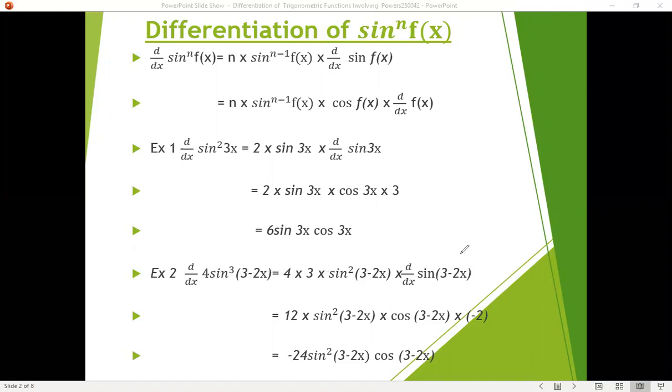The derivative of sine 3 minus 2x is cos 3 minus 2x, multiplied by the derivative of 3 minus 2x, which is minus 2. So the final answer is minus 24 sine squared 3 minus 2x, multiplied by cos 3 minus 2x.